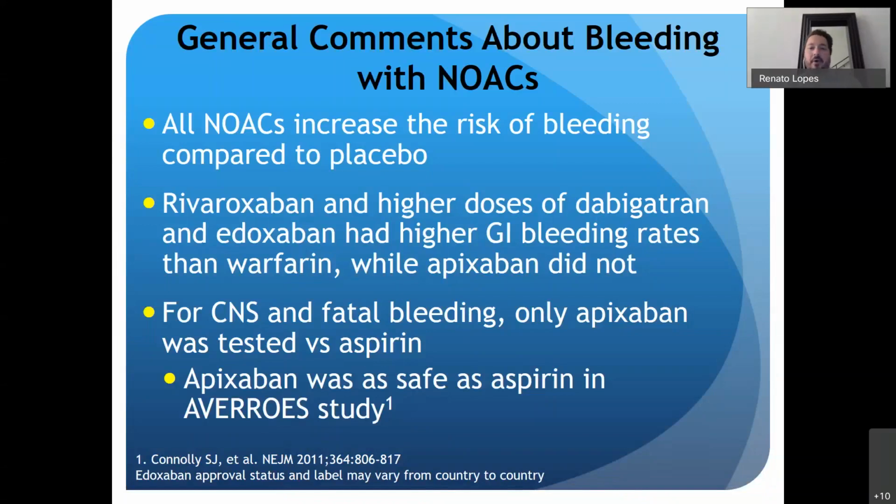So some general comments about bleeding. Well, first, all NOACs increase risk of bleeding compared to placebo. So that's important to keep in mind. There is no free lunch. Every anticoagulant that works is also going to increase bleeding risk. Rivaroxaban and the higher doses, dabigatran 150 or edoxaban 60 milligrams, had higher GI bleeding rates compared to apixaban, which did not have that. And for comparison with aspirin, apixaban was really the only drug tested versus aspirin and has shown to be as safe as aspirin in the overall study, but much more efficacious, with a 55% reduction in stroke.